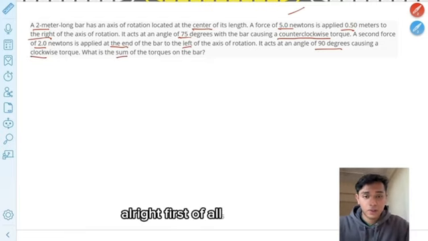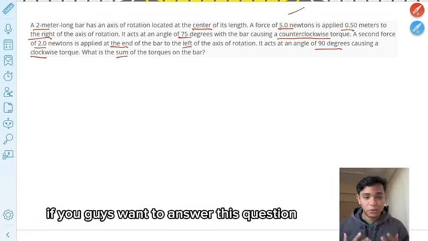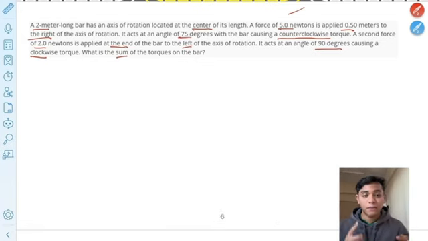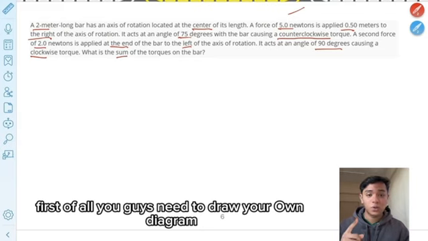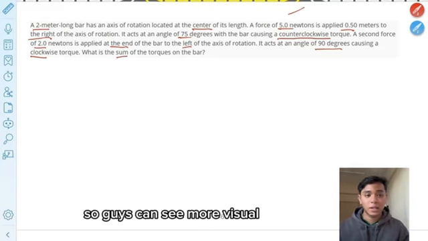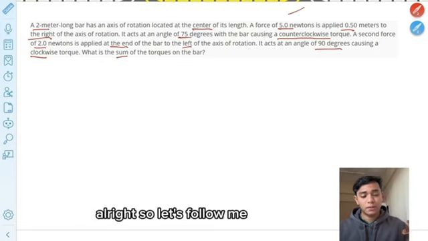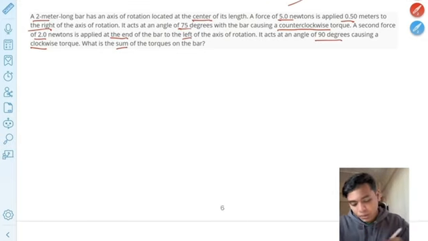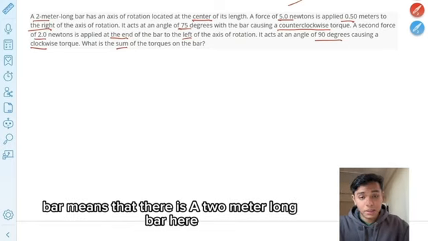Alright, first of all, if you want to answer this question but the question is not giving you a diagram, you need to draw your own diagram so you can see it more visually. So let's follow me. First of all, a 2 meter long bar means that there's a 2 meter long bar here.